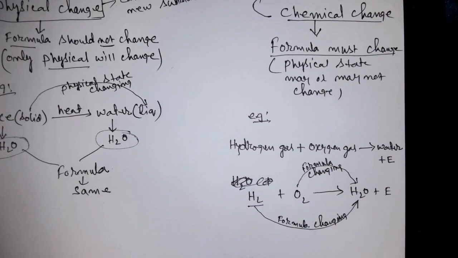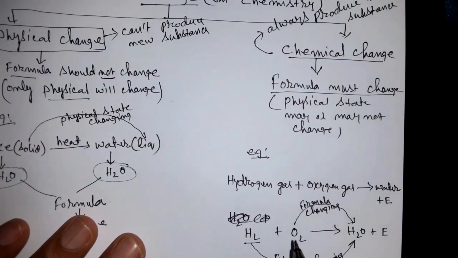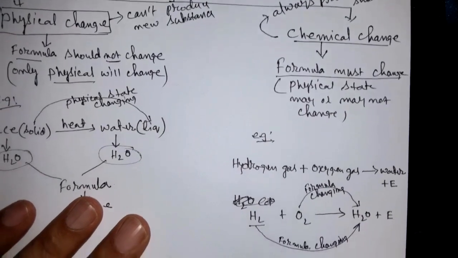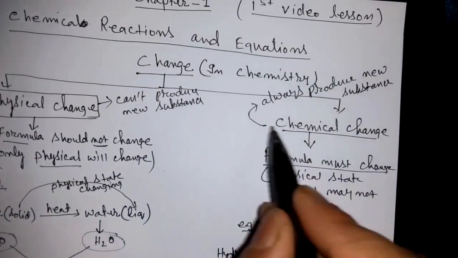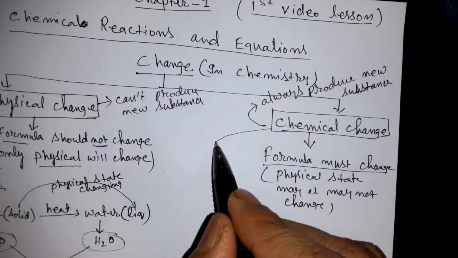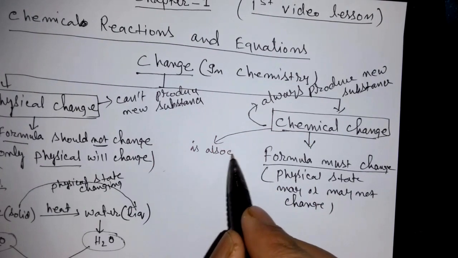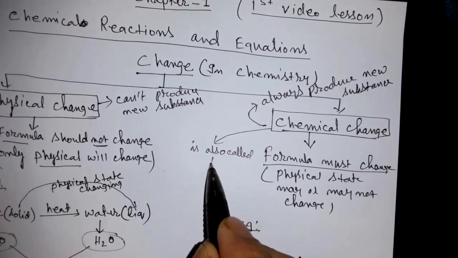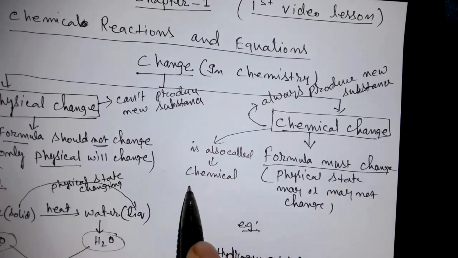So this kind of change in which formula is always changing, physical state does not matter, this kind of change is called what? This is called chemical change. So this is example of chemical change. Now chemical change you can write like this or you can write like this. Okay, before that, chemical change is also called chemical reaction.